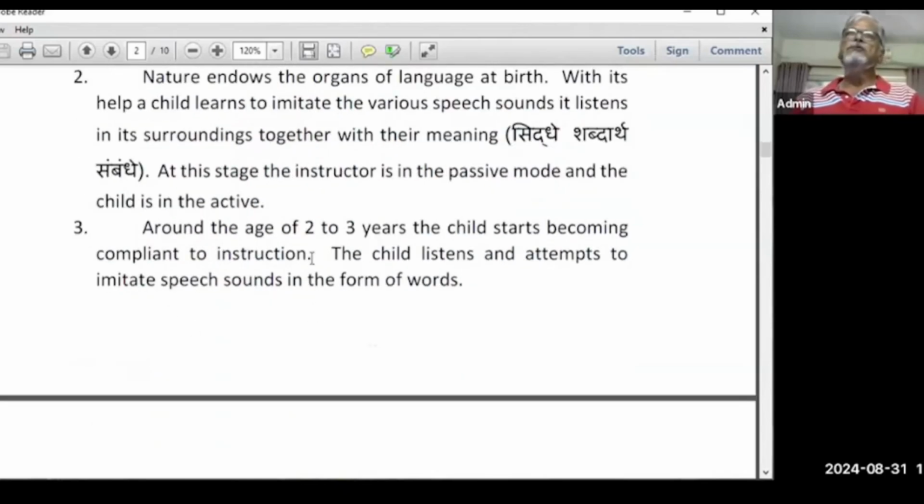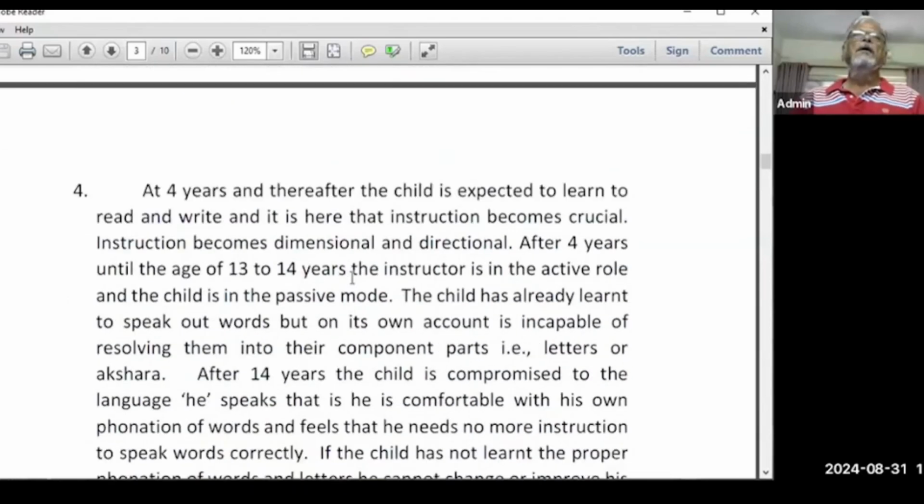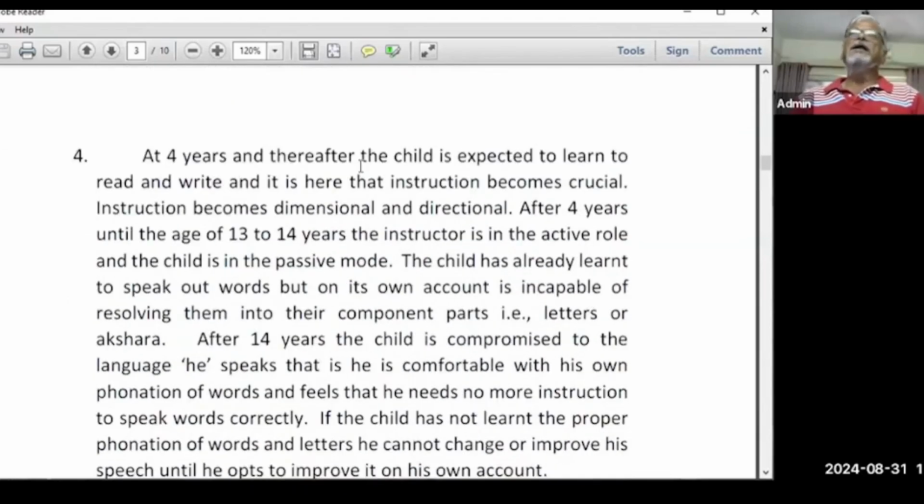Around the age of 2 to 3 years, the child starts becoming compliant to instruction. The child listens and attempts to imitate speech sounds in the form of words. At 4 years and thereafter, the child is expected to learn to read and write, and it is here that instruction becomes crucial. Instruction becomes directional and dimensional.